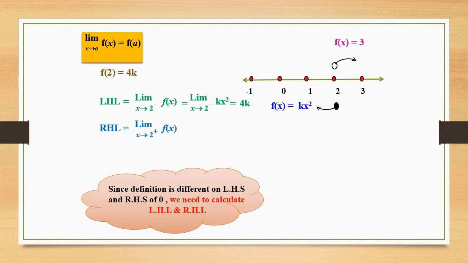Next, RHL will be equal to limit of f of x as x tends to 2 plus, which equals limit of, say, the value of the function when it is greater than 2 is equal to 3. So for RHL we need to substitute it as 3, and on applying the limit the value will be equal to 3.